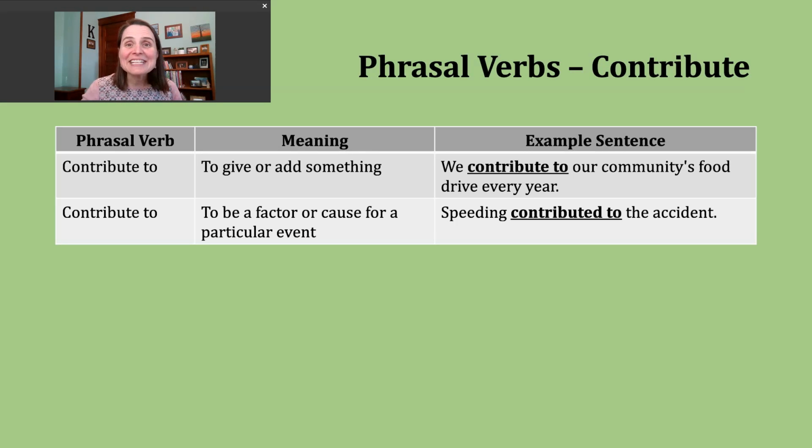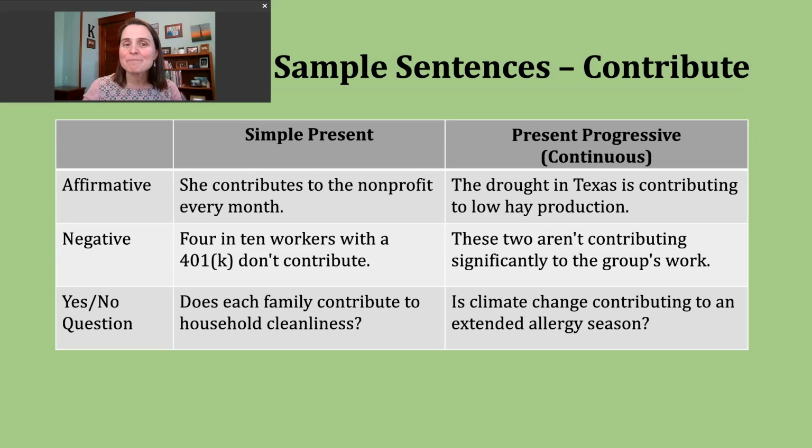Now let's continue using our verb of the day in a couple different verb tenses. Today we're going to practice the simple present and the present progressive. Let's start with the simple present. We use this verb tense to talk about our habits and our routines. These are actions that repeat with some regularity.